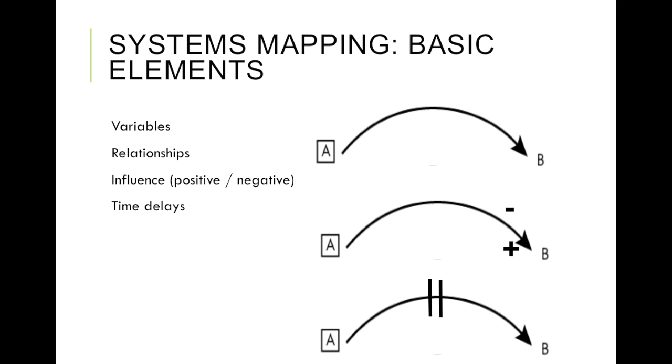And there's another core element of systems mapping, and that's time delays. And that basically means that whatever A does does not have an immediate influence on B, but there's a time delay related to that influence. But these are sort of the basic elements of how to draw a systems map.